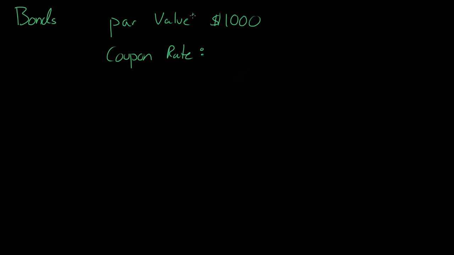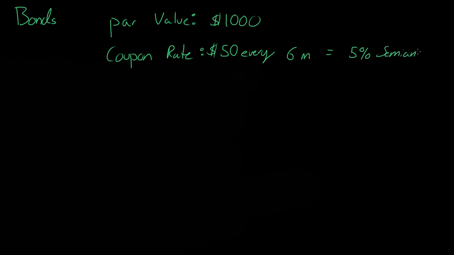So we have our par value, we have our coupon rate of $50. $50 every 6 months. So twice a year you get $100. That's your coupon rate. So really, what is this coupon rate? It's really just 5%, twice a year. So semi-annually.